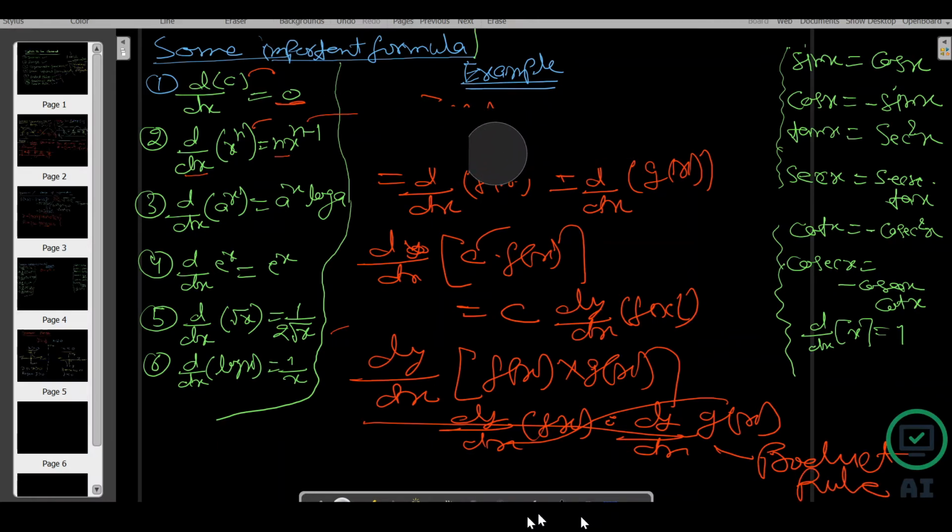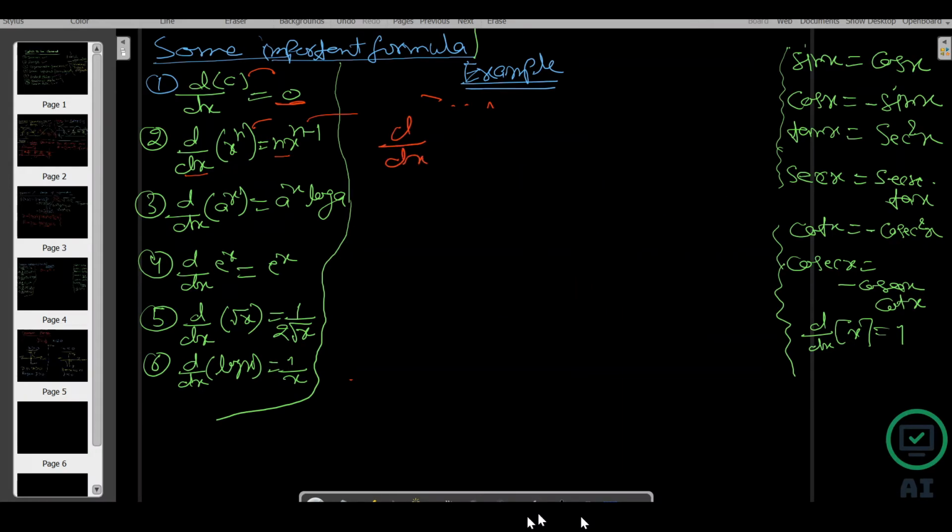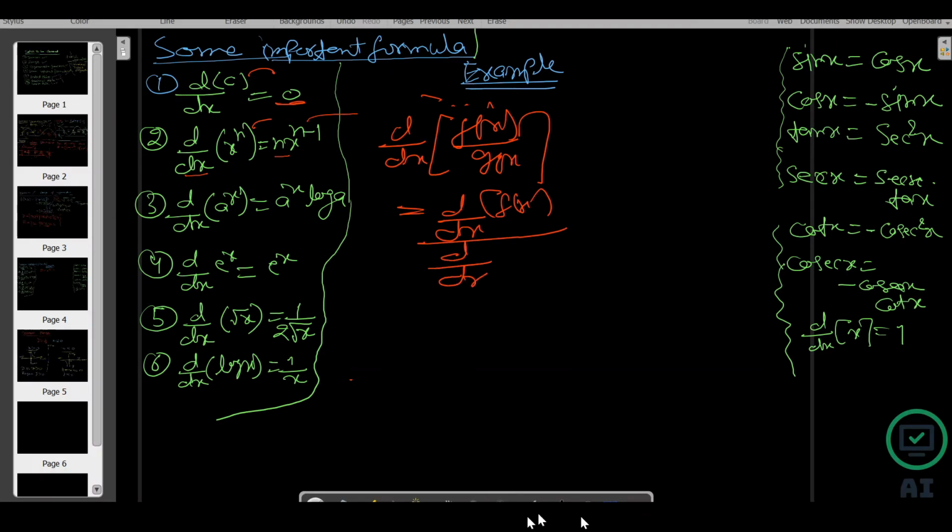Similarly, tell me, can we do this also? If you have a function like d by dx of f(x) divided by g(x), can we write it like d by dx f(x) and d by dx g(x)? No, this is wrong. We cannot do like that. We have to apply the quotient rule. So we will see that. So let's see some examples for this.